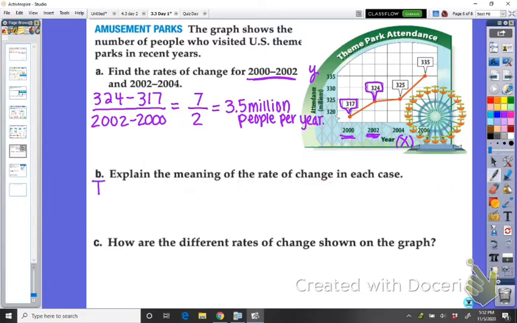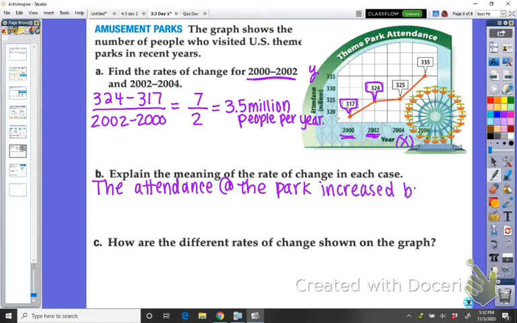So the attendance at the park increased by 3.5 million more people per year.